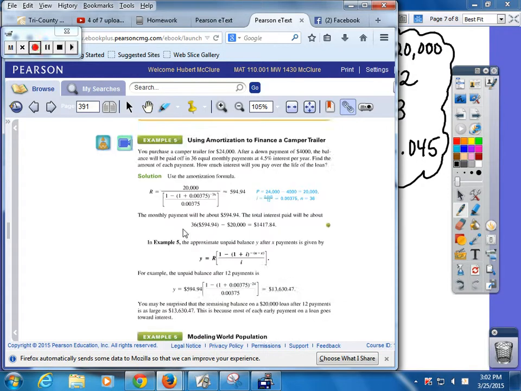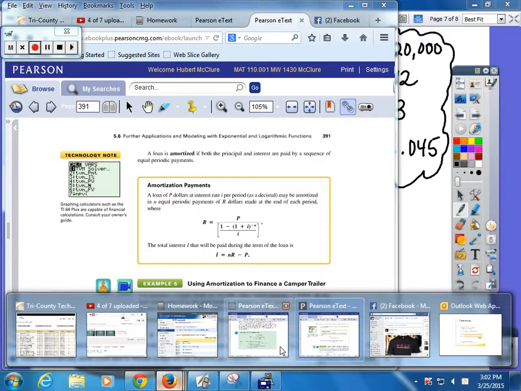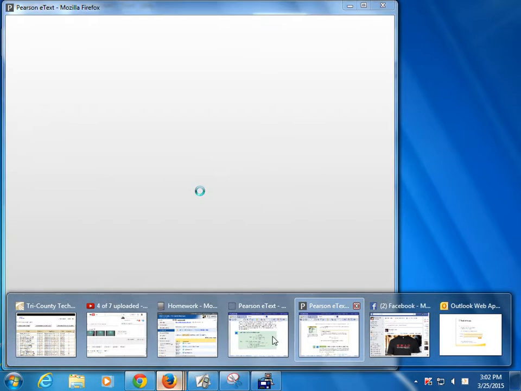Now let's do a house, and let's do a credit card. Hopefully that'll help you out. So let's do a house. I'll make up something. I'm familiar with the old house payment.